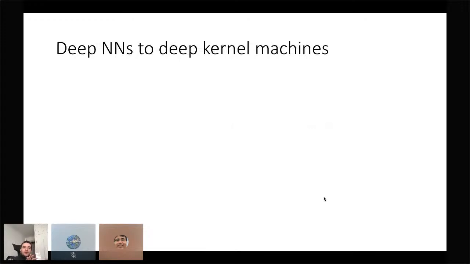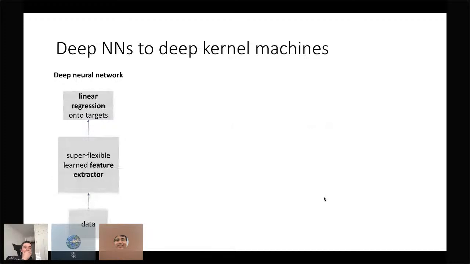Okay, then. To start with understanding how we might get a deep kernel machine, I think it's worth drawing as close a link as possible to deep neural networks to get some inspiration from them. We can think about a deep neural network at a very high level as taking some data, putting it into a super flexible learned feature extractor, and then taking those features and doing linear regression onto your targets.